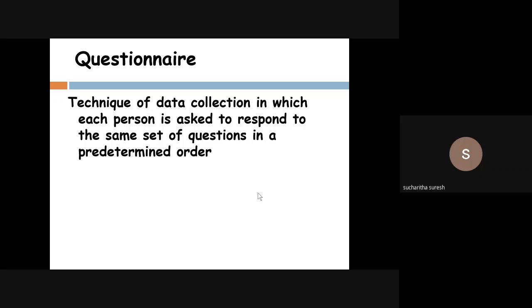No, it should not be like that. Whenever people receive the questionnaire, they should feel that it facilitates them to write, "I'll fill the questionnaire." That type of questionnaire you have to prepare.